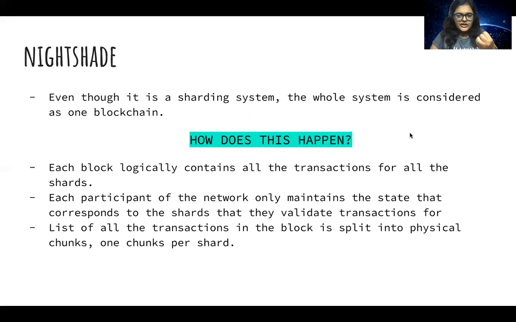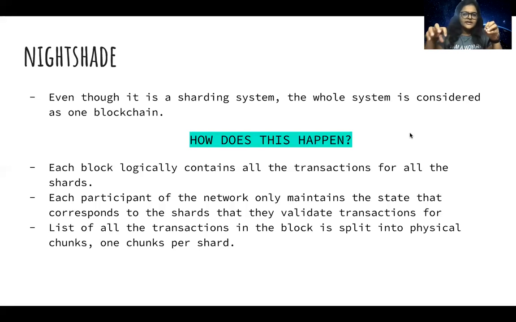What happens in Nightshade? One of the unique differentiators in Nightshade is that even though at the underlying level it follows the sharding system, the whole system, instead of being split into a beacon versus a sharding chain, is considered as one blockchain, right? Instead of splitting the two entities, the whole system is considered as one blockchain, though there is sharding at the base of everything. Now let's see how this happens, right? What happens in Nightshade is that each block logically contains all the transactions for all the shards.